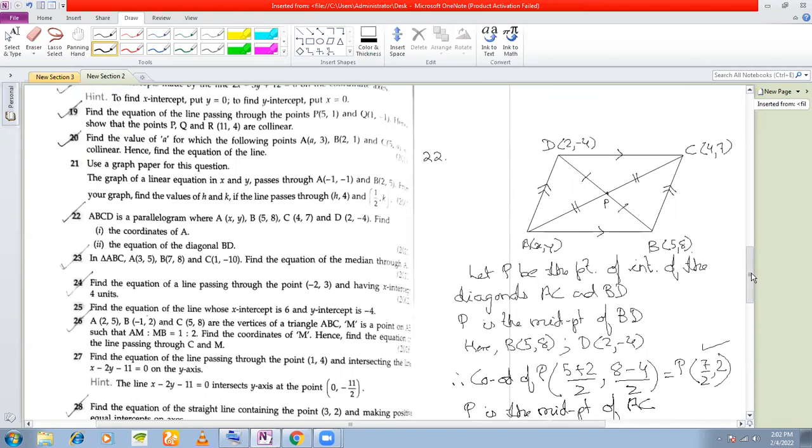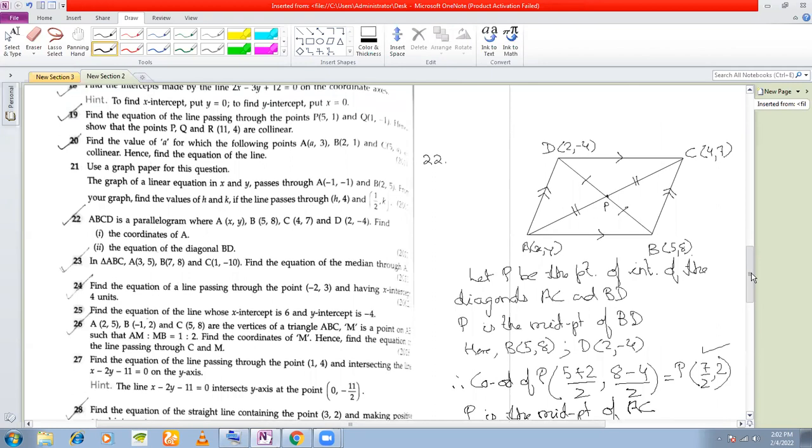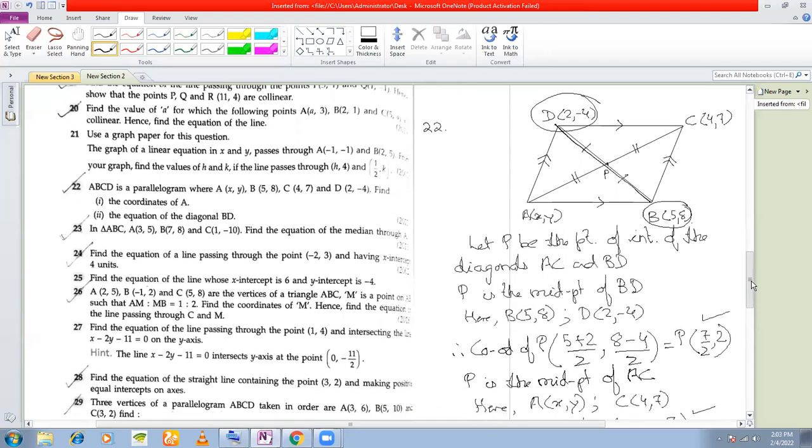Next question, the equation of the diagonal BD. So you need to find out the equation of this diagonal BD. You know 2 points on this, right? The coordinates of B is given and the coordinates of D is given. So by 2-point form, you can find out the equation of the diagonal BD.